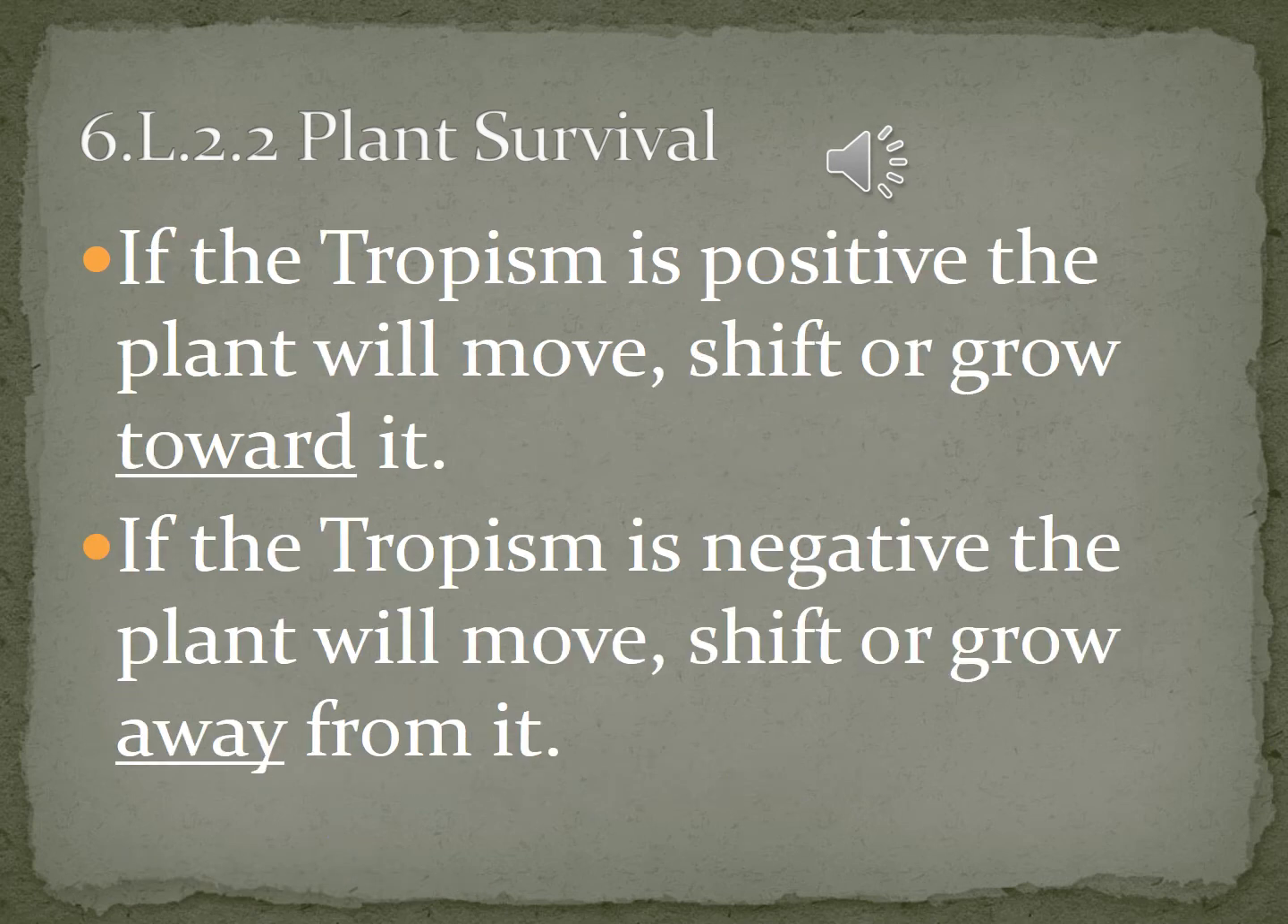So what is the difference between positive tropism and negative tropism? Positive tropism is if a plant moves or shifts towards the stimulus. Remember when we talked about the 5 stimuli, the sunlight, the gravity, and so on? Well, if it's moving in the right direction, so if it's moving towards the sun, that's a positive stimulus. If it's moving away from the sun, then that's going to be a negative stimulus. So what is a negative tropism? A negative tropism is when the plant moves or shifts away from the stimulus.